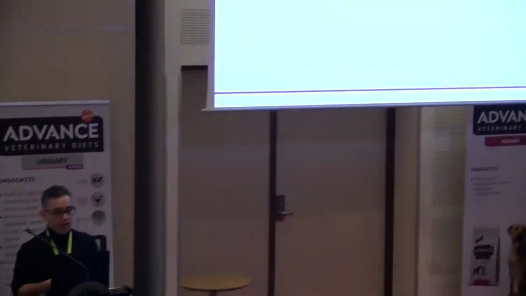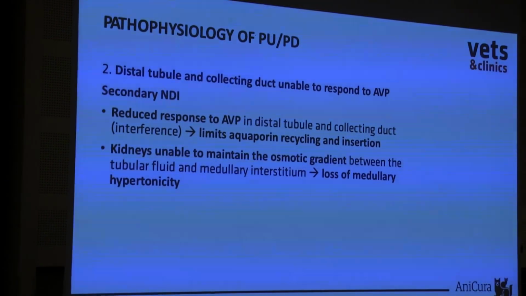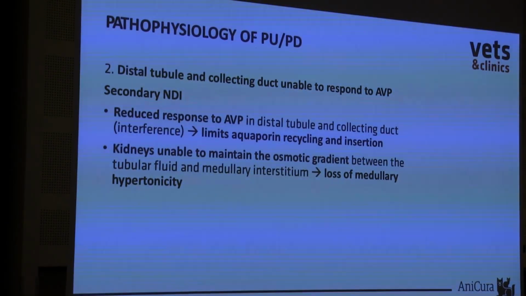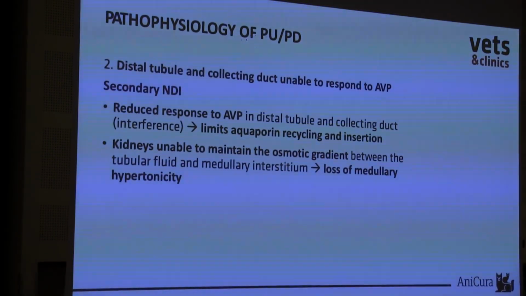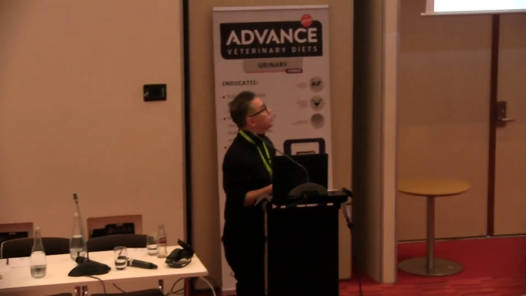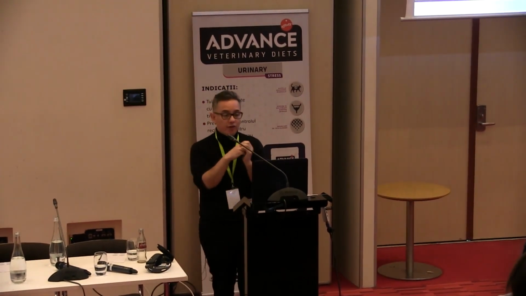Another mechanism is acquired nephrogenic diabetes insipidus. Here, we know the distal tubule and collecting duct are unable to respond to AVP. The most common cause is secondary. The primary or congenital nephrogenic diabetes insipidus is more rare. Here there is a reduced response to AVP in the distal tubule and collecting duct, mainly because the receptors are blocked. There is an interference that prevents AVP from attaching to the receptor.